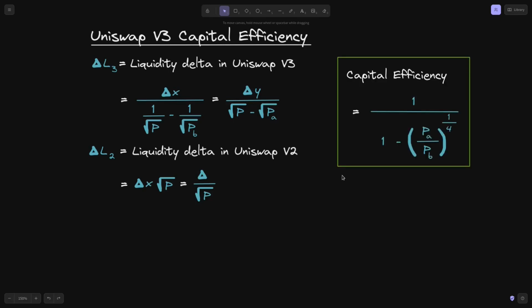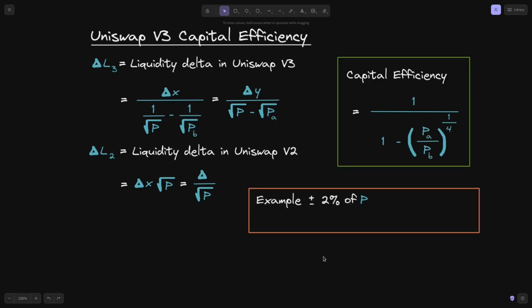The main goal of this video is to derive the equation that the capital efficiency of Uniswap V3 is expressed in: 1 over 1 minus the price ranges, P of A over P of B, raised to the power of 1/4. As a quick example, let's calculate the capital efficiency if we were to provide liquidity plus minus 2% of the current price P.